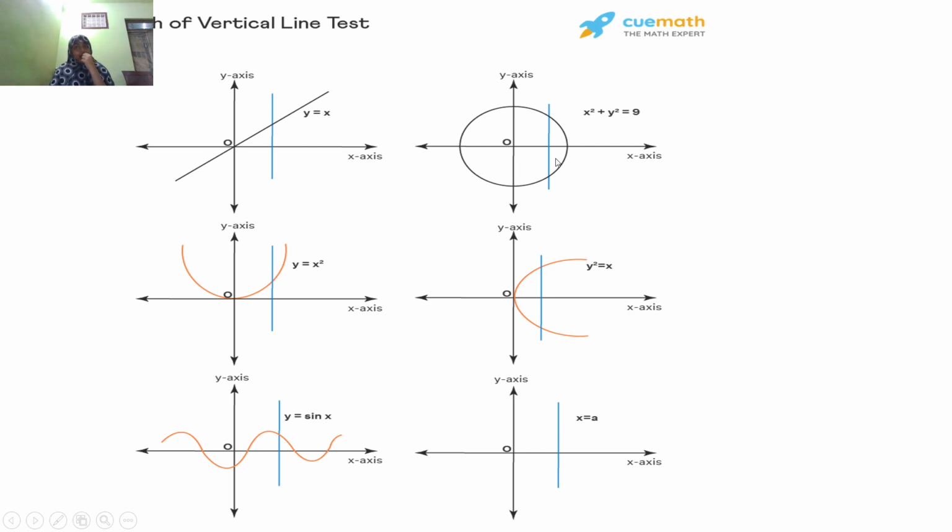Come here. There is x square plus y square is equal to 9. You can see that the line is cutting in 2 places. That means x is having what? For one value we have 2 functional values. So therefore it is what? It's not a function.